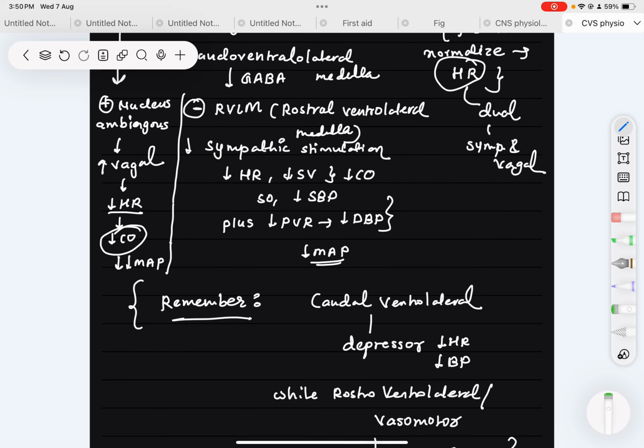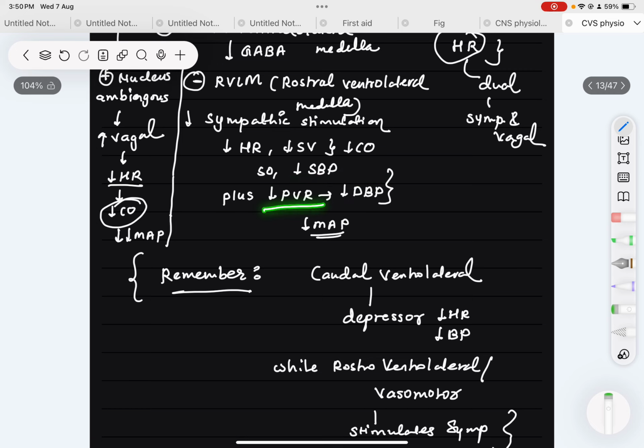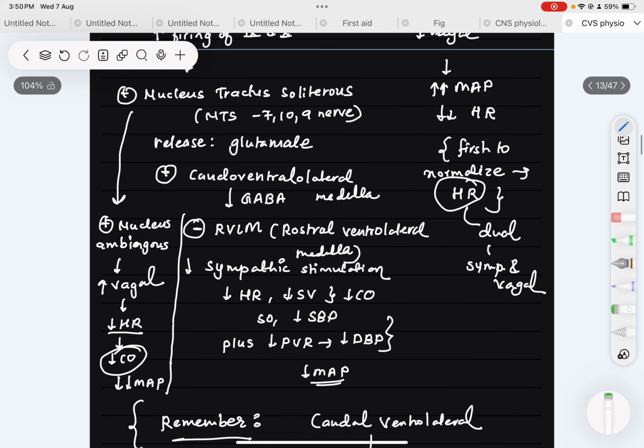That's why heart rate decreases, and if heart rate decreases, the stroke volume will decrease, so the cardiac output will decrease. That's why systolic blood pressure will decrease. Plus peripheral vascular resistance will decrease. That's why diastolic blood pressure decreases. So overall mean arterial pressure will decrease. Now there is also another effect.